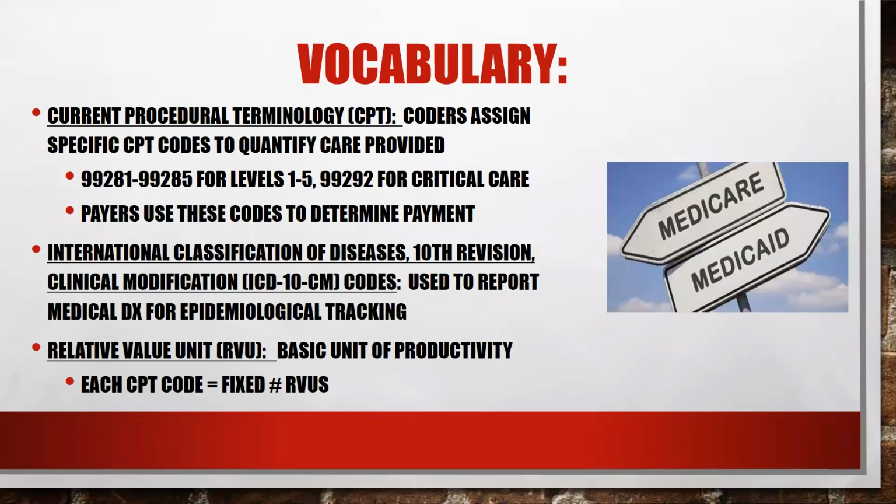and they basically quantify the amount of care provided. Now you can see the numbers for the codes here, 99281 to 99285, which correlates with levels 1 through 5. And then there's a 99292 for critical care. And again, payers use these codes when determining how much reimbursement or how much to pay for a given encounter.